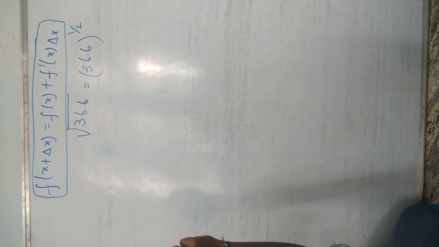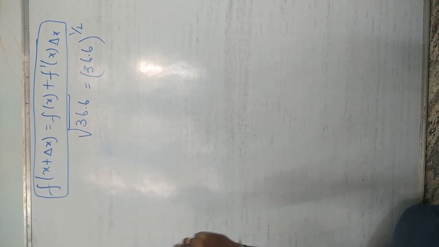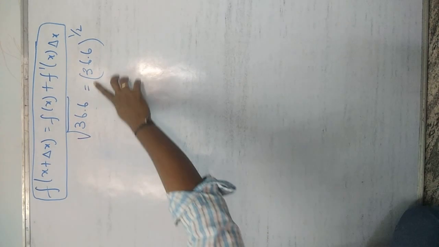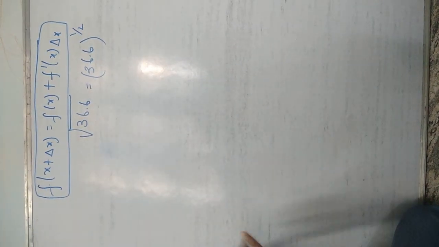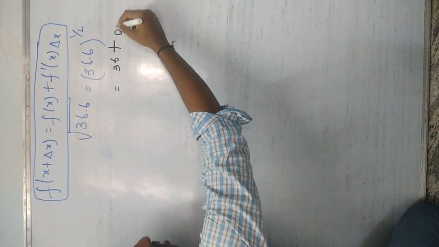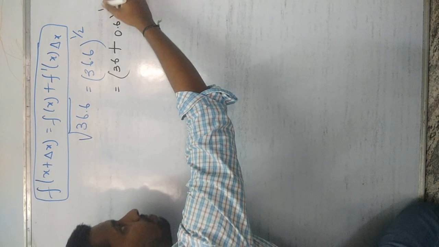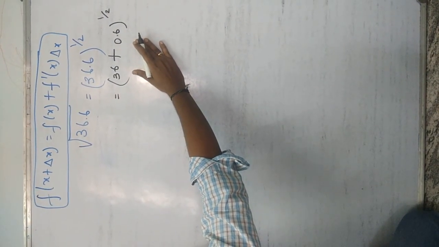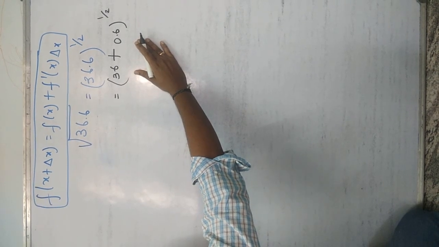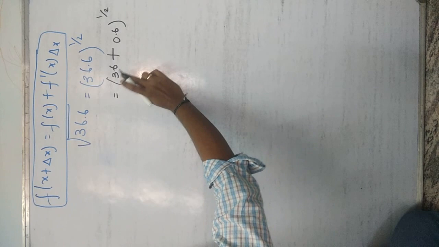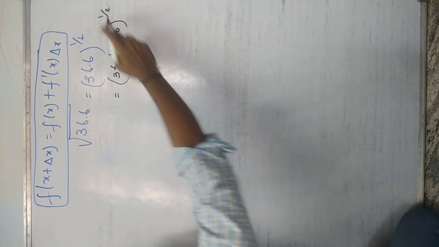A number multiplied by itself, 2 times. Which number? Multiply the number 2 times and you'll get 36. So 36 is a perfect square. So this can be written as 36 plus 0.6 to the power 1 by 2. I hope so. I think none of the students will have a doubt in this. 36 plus 0.6. Why have I written 36? 36 as a square root.